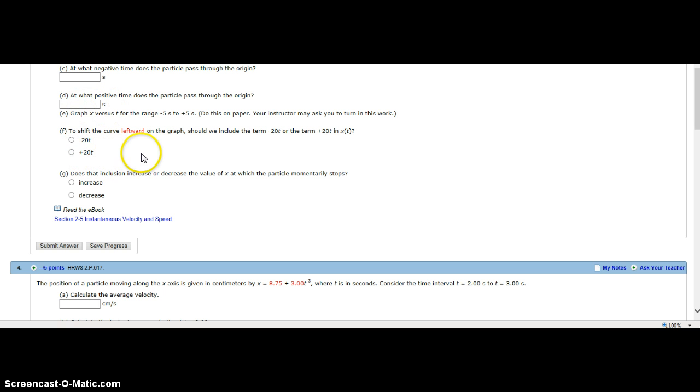So this is just to, although I will say that if you graph x versus t on your calculator and then modify it with the plus 20t and minus 20t, then it makes this easier. You don't have to guess, you can just play with it. And so yeah, this is just stuff you should try on your graphing calculator.